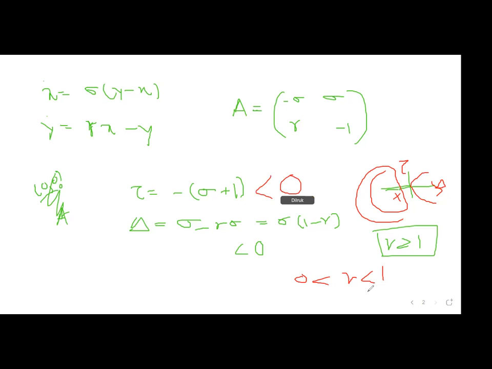This side is stable. Tau is negative when r is between 0 and 1. This one is also positive, right? So tau is negative in this plane, and we have to work out this one here: tau squared minus 4 delta. So compute this.